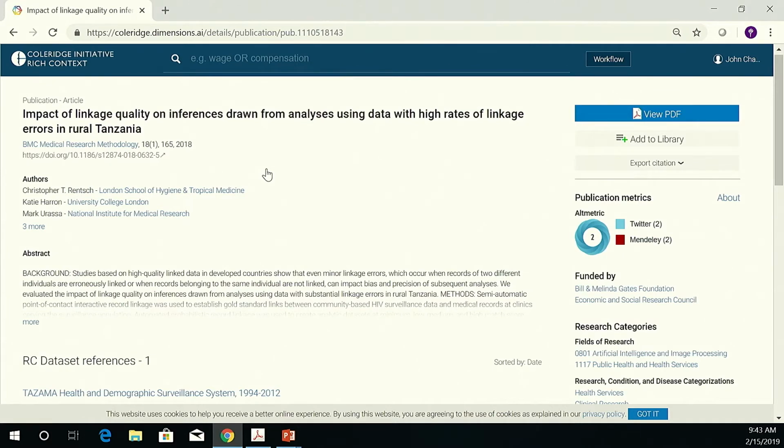And here we go. So it's the type of data you'd expect to see around a publication. The basic metadata. Who are the authors? What are the abstracts? We assign some research categories to it. We have funding data associated with it. But then most importantly here, we have it tied back to a particular data set.